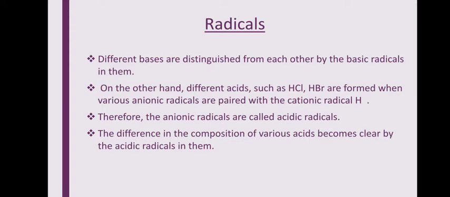The difference in the composition of various acids becomes clear by the acidic radicals in them. Following. So, what is fixed? Acidic radicals will be anionic radicals and basic radicals are cationic radicals. Followed, an anionic radical will always pair with a cationic radical. So you have to determine which one is anionic, which one is cationic.